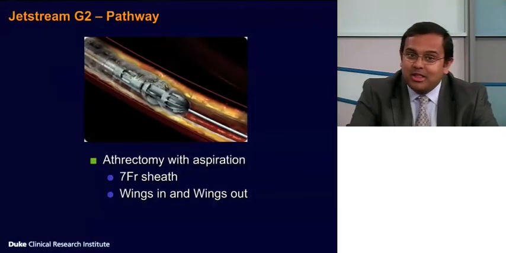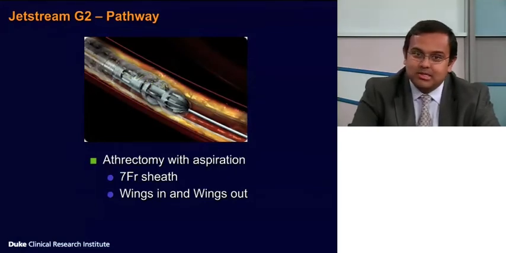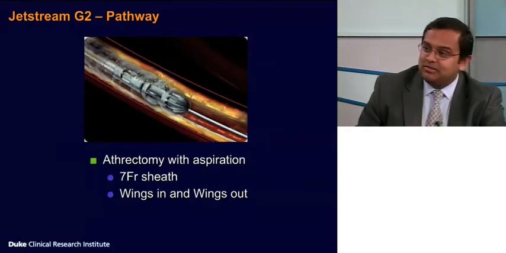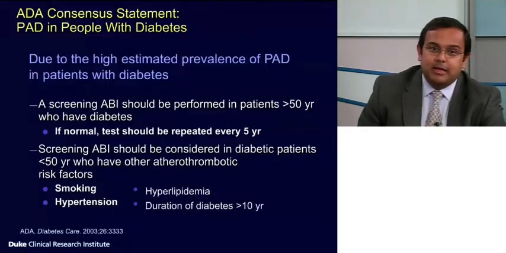Finally, there's JetStream Pathway, which has wings and aspiration, so it's sort of like a 2-in-1 catheter. It aspirates and atherectomizes at the same time. All of these devices are under study and probably need more data.